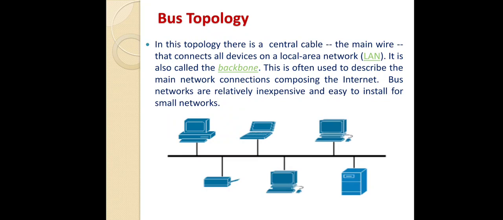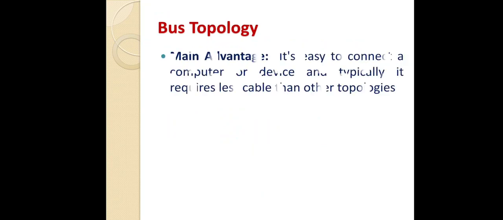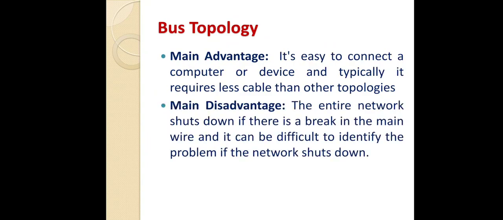Bus networks are relatively inexpensive and easy to install for small networks. The main advantage of bus topology is that it is easy to connect a computer or a device, and typically it requires less cable than other types of topologies. The disadvantage of this topology is the entire network shuts down if there is a break in the main wire, and it can be difficult to identify the problem if the network shuts down.